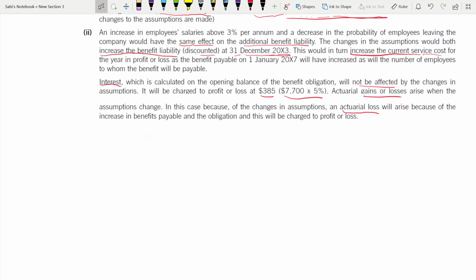And with this, I completed all the 4 questions of the September-December 2020 SBR paper. You can check my other papers also. 2019 September-December I've completed.